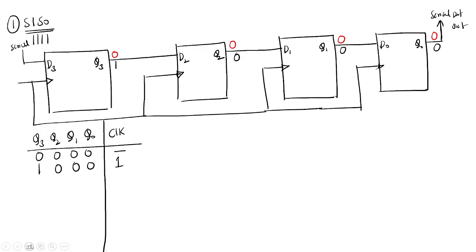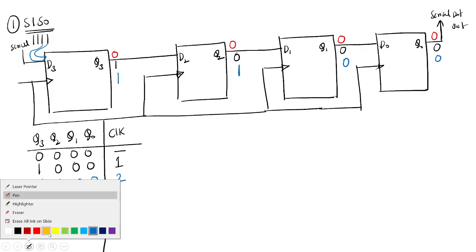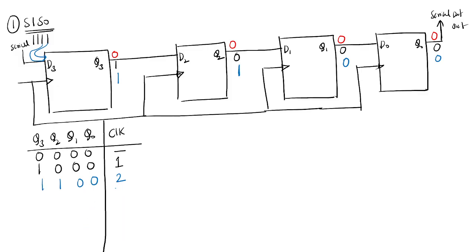At the second clock pulse, what happens? Again 1 will be loaded. First this 1 will be shifted, and at the second clock pulse, again 1 will be loaded. So that means at D2 this 1 will come, at Q2 the 1 will come, and Q3 will be loaded with this second 1. So this is 1, 1, 0, 0, and Q3 will remain.